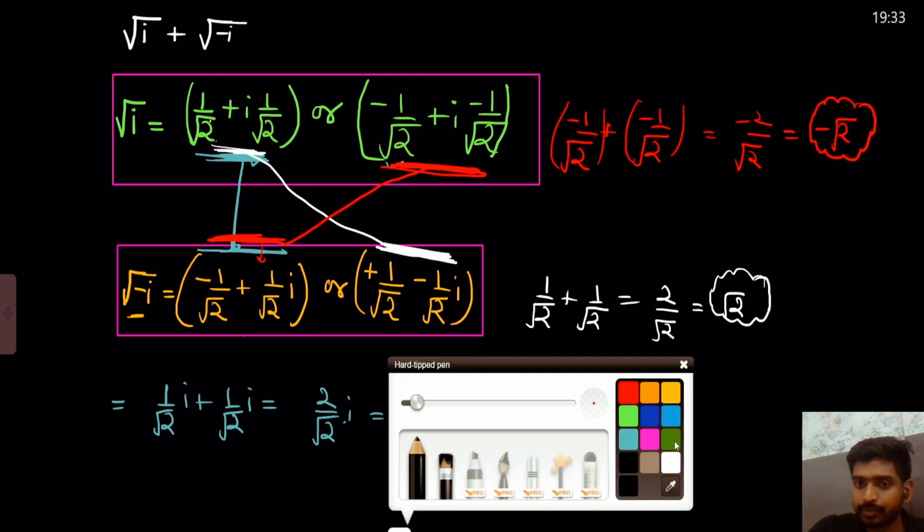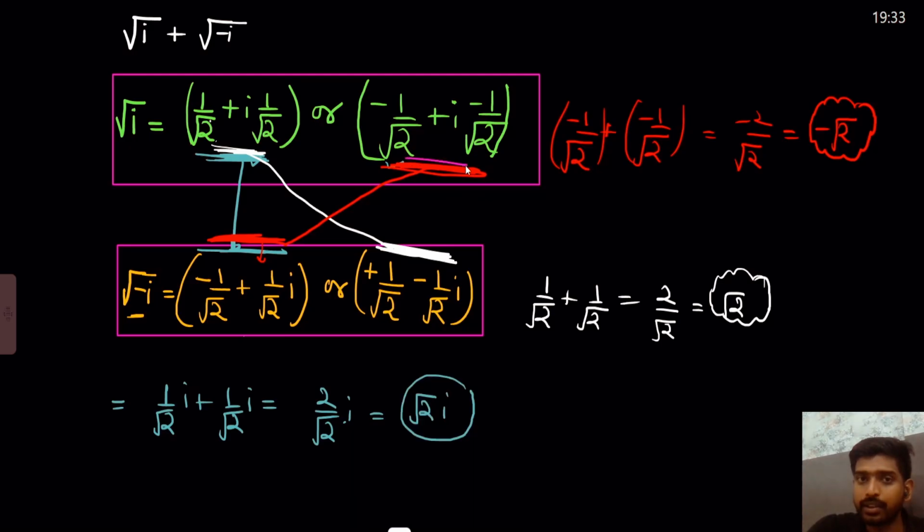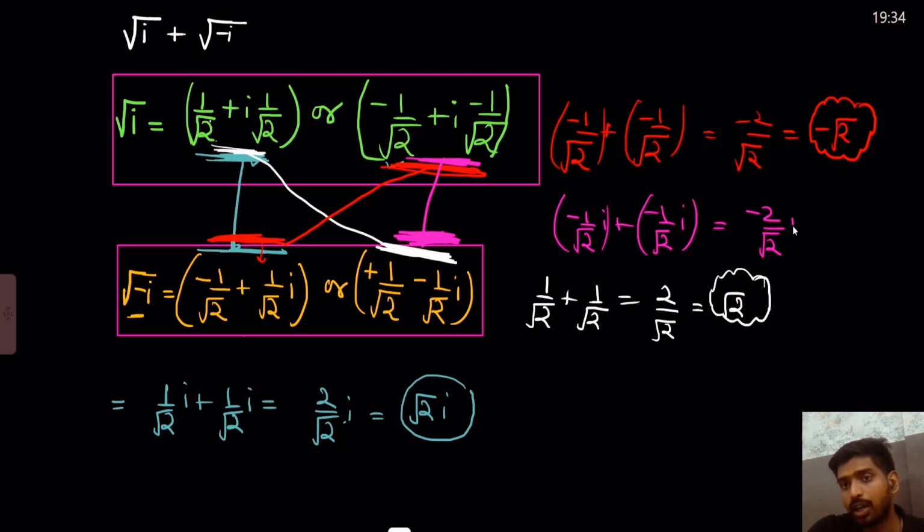Now next, tell me what is the fourth possibility? The fourth possibility is that this one gets added with this one. When these two get added, then the real part will get cancelled and the imaginary part will get added. So what is the imaginary part? It is minus 1 by root 2 iota plus minus 1 by root 2 iota. These two will get added. So this will be minus 2 by root 2 iota, which will give minus root 2 iota. This is the fourth answer.